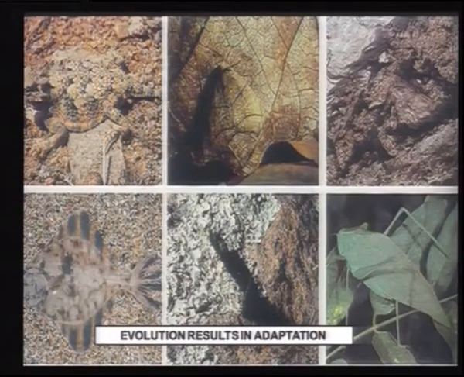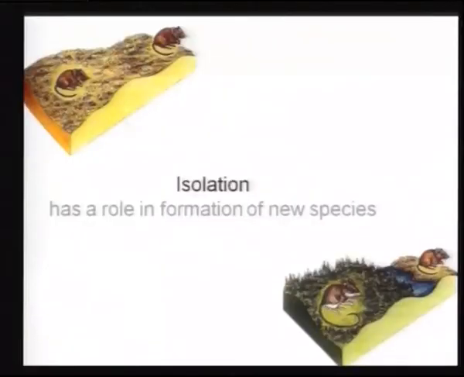You can easily see the leaf hopper, which is green in color and hides among the leaves, not to be seen by the birds which eat it. You can see that little fish which hides in the rocks found in water, and so on. So evolution really results in adaptation. Now, apart from natural selection and variation, you can see the third elemental force is isolation.